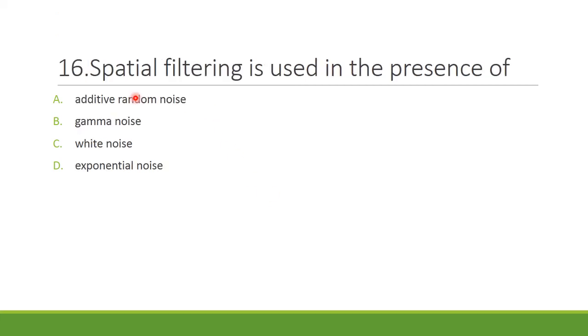Next question. Spatial filtering is used in the presence of option A additive random noise, option B gamma noise, option C white noise, option D exponential noise. So spatial filtering is used in the presence of additive random noise. Option A is the right answer.